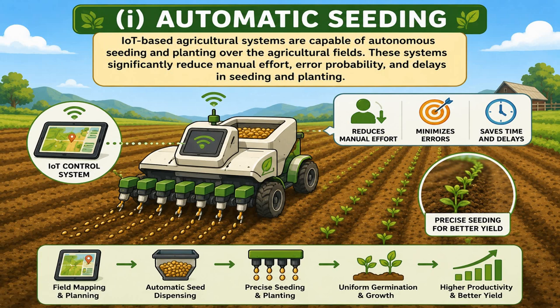So the healthy plants, here you can see there are healthy plants shown in the field, which indicate the successful planting. And better seed placement leads to stronger crop growth and higher productivity. The overall image of this automatic seeding demonstrates how technology makes farming smarter, faster, more efficient, and helps the farmers achieve better crop yields.